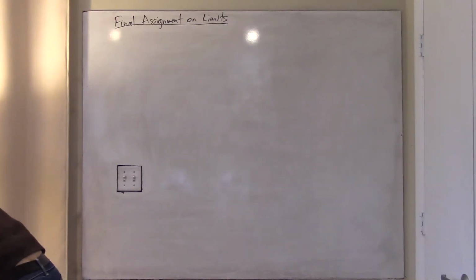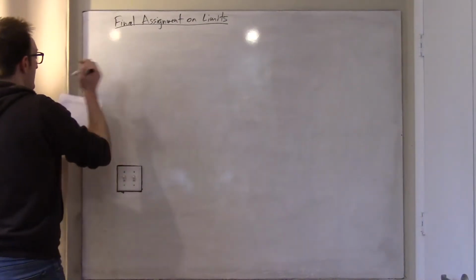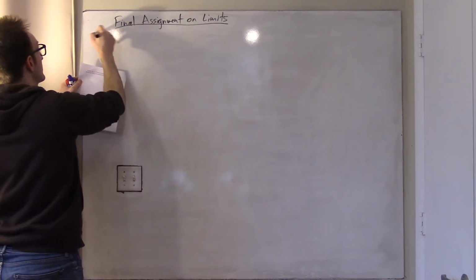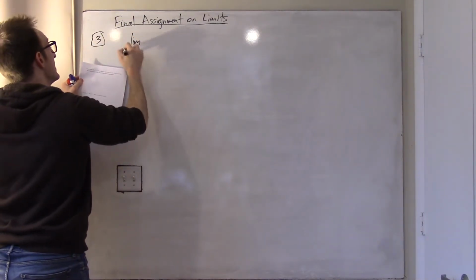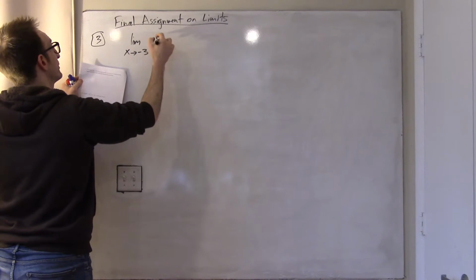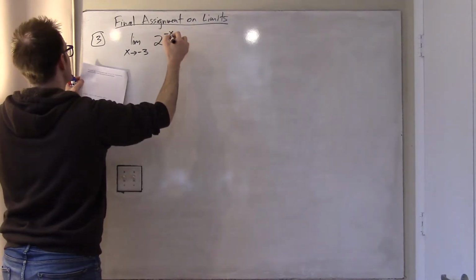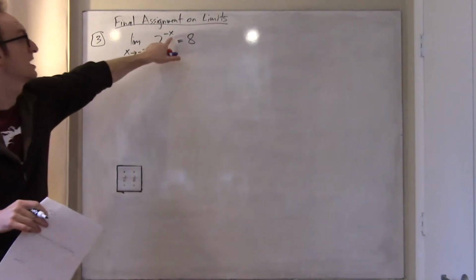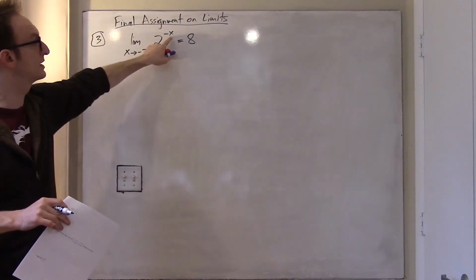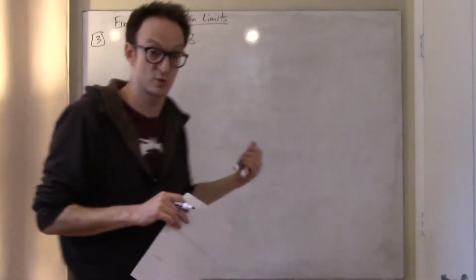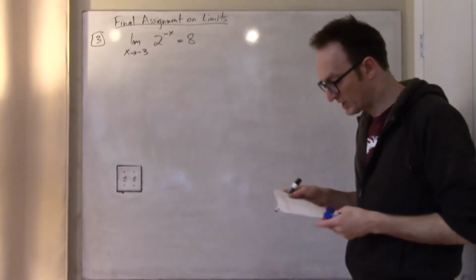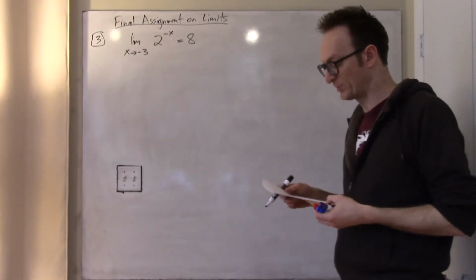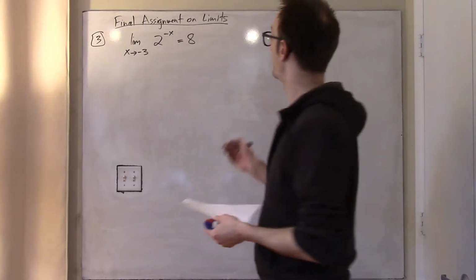Okay, this is maybe the hardest problem from the whole first 4 pages, I think. Here we have, this is number 3. We're taking the limit as x approaches -3 of 2 to the negative x, and we're being told that that's 8. Of course that's true, because if you plug in -3 for x, you get 2 to the negative -3, that's 2 cubed, that's 8. And the question is, find the largest possible delta given an epsilon of 0.01.